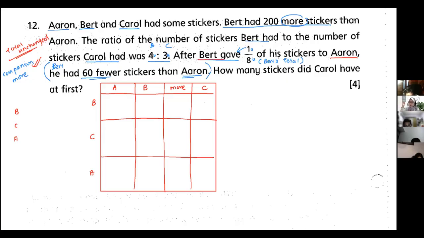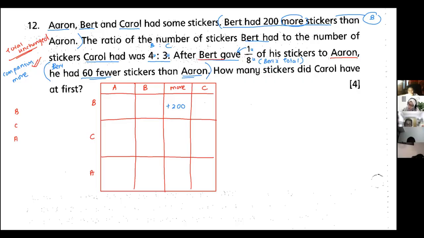Okay? So let's work with the information that we have here. So they say that Bert has 200 more than Aaron. So that's my before information, right? This one, until here, this is my before information. Okay, so Bert has 200 more, plus 200 more than Aaron. So more than this person.